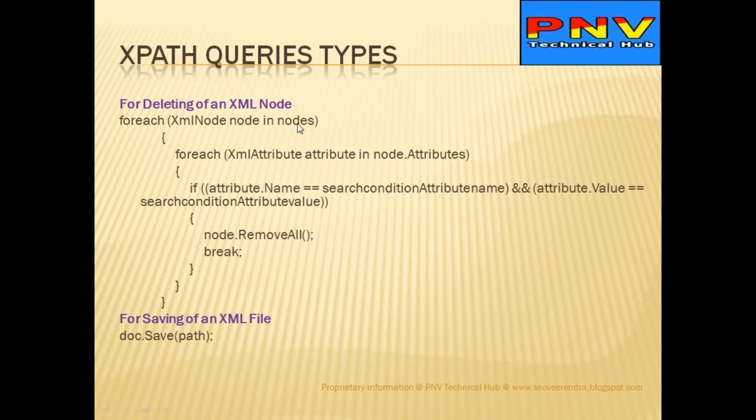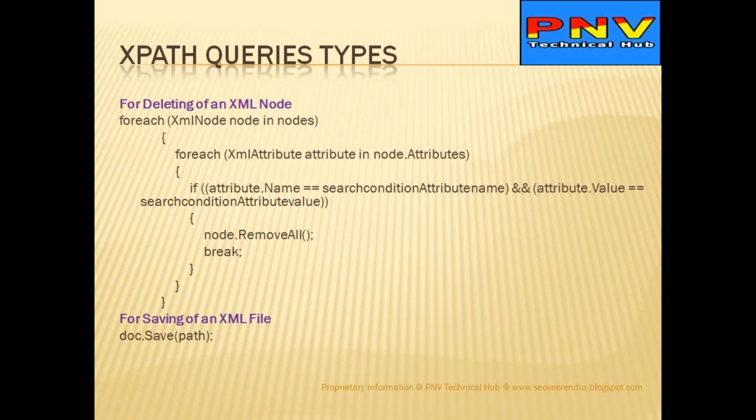Everything is associated with a node, so we have XmlNode as a class. In this class we have a node, and here multiple attributes are there, like name as an attribute and value as an attribute. If that matches in our example, then we remove that node. Once we remove that node, we save the entire document by using doc.Save. In this way we accomplish this example.